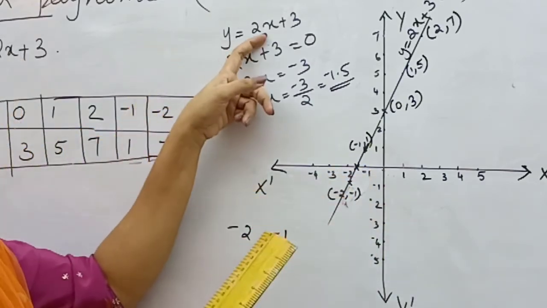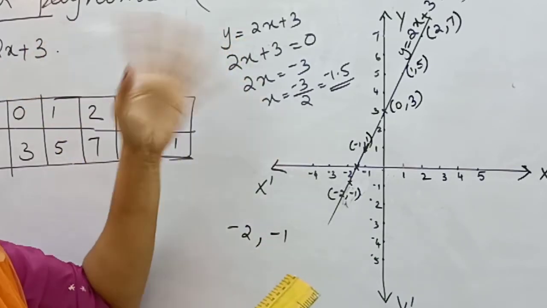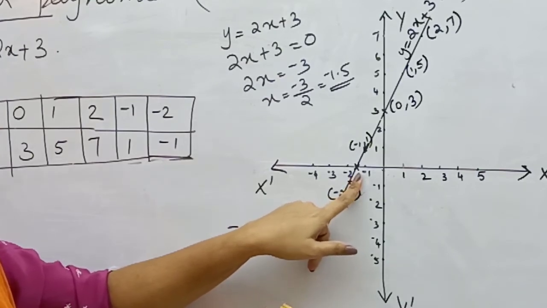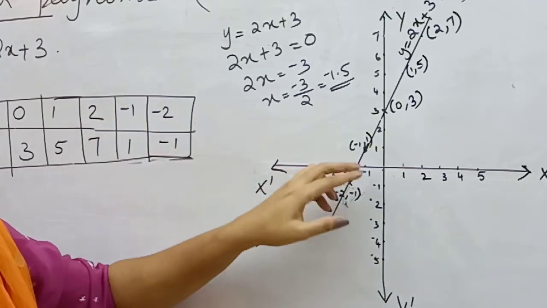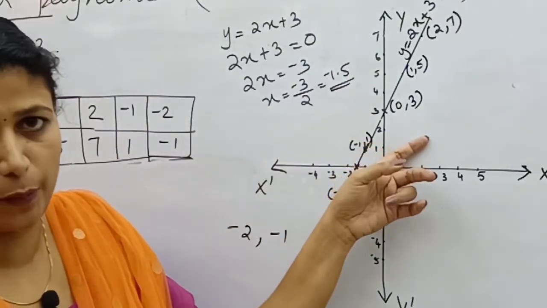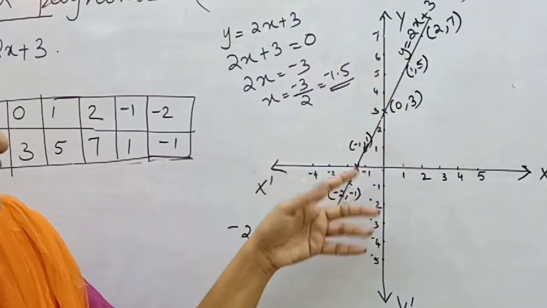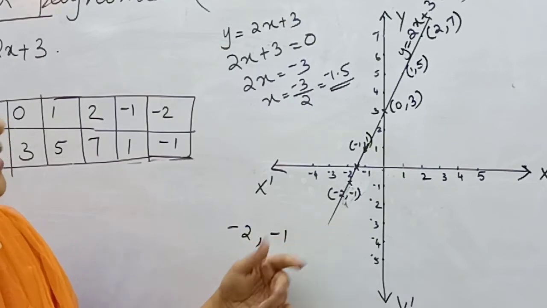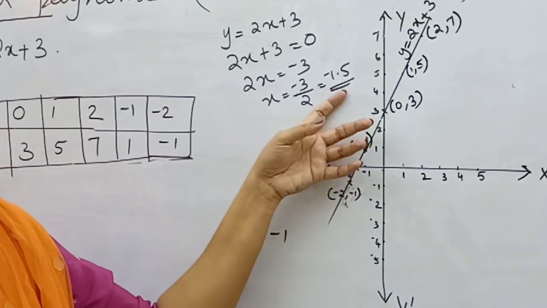This is a linear polynomial, so you will get only one 0 for this polynomial. And that 0 is the point negative 1.5, which is between negative 2 and negative 1 on the x-axis. We have got another point 0, 3 on the y-axis, but this is not the 0 of this polynomial. Whenever your graph intersects the x-axis, that gives the 0 of that polynomial. So the 0 of this polynomial is negative 1.5.